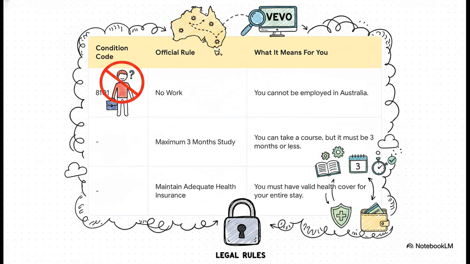So you see, these codes aren't just numbers. They translate directly into what you can and cannot do. So 8101 means no job, period. You might have another one that says you can only study for a maximum of 3 months. Or one that says you must have health insurance the entire time you're here. And let me be super clear. These are not suggestions. They are legally binding rules.